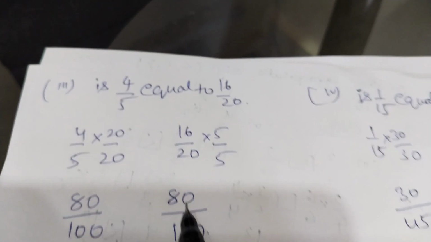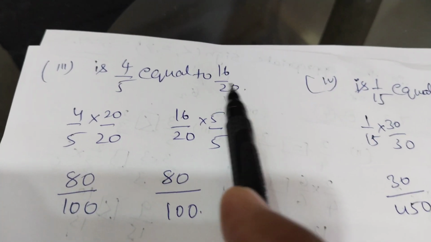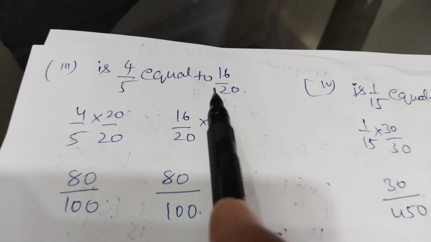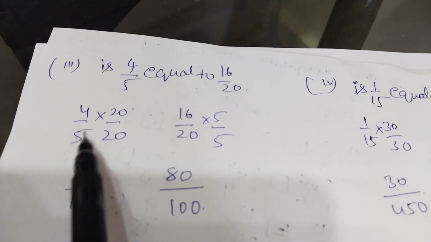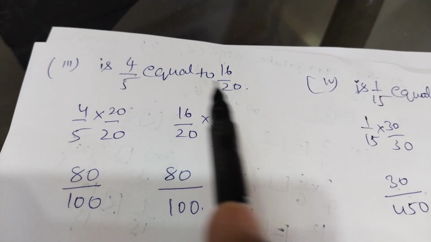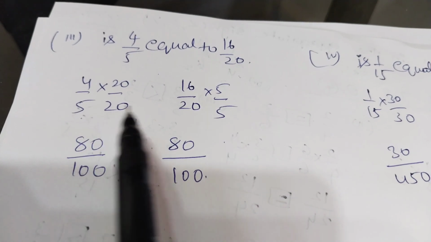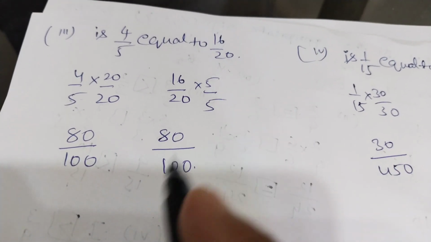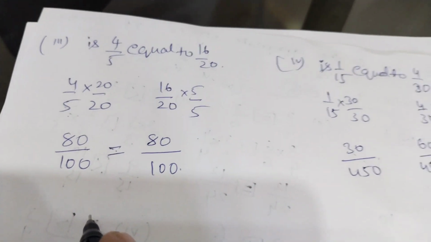And then coming to the third question, is 4 by 5 equal to 16 by 20? The same method we are going to apply. These two fractions are unlike fractions. We are going to convert these two fractions into like fractions. For that, the first fraction is multiplied with the second fraction's denominator, and the second fraction with the first fraction's denominator. So 4 20s are 80 by 5 20s are 100, 16 5s are 80 by 20 5s are 100. So 80 by 100, 80 by 100. These two fractions are equal.